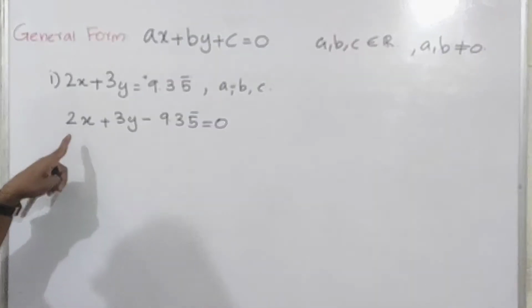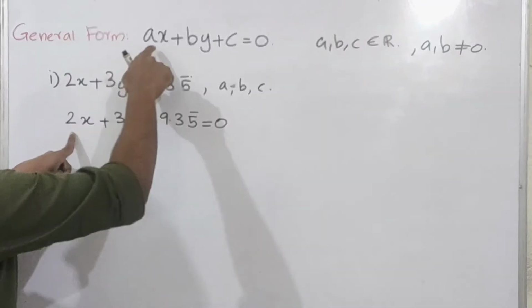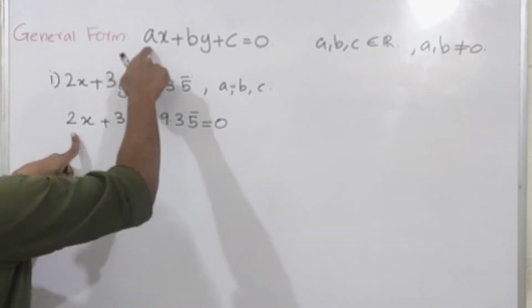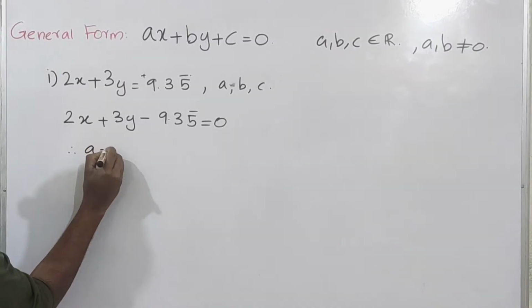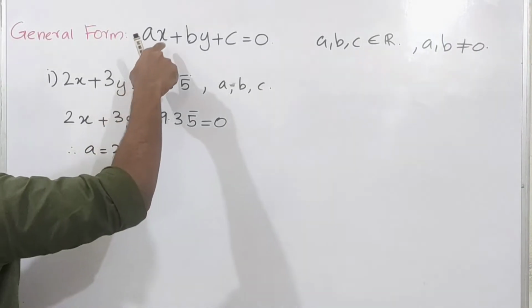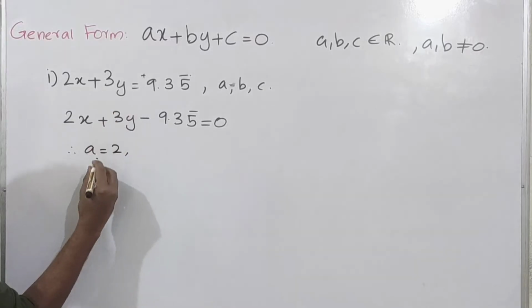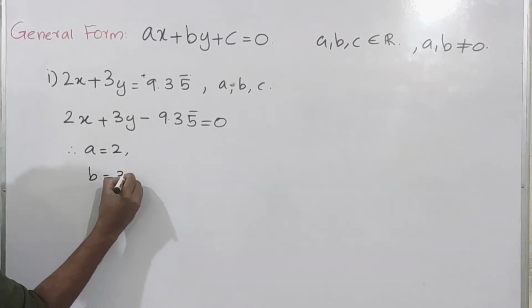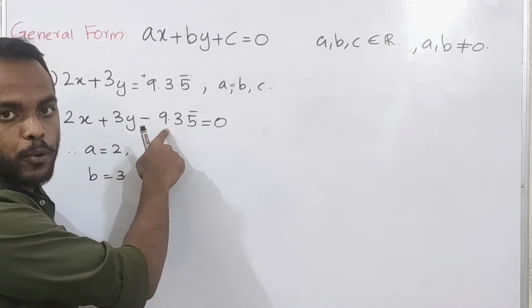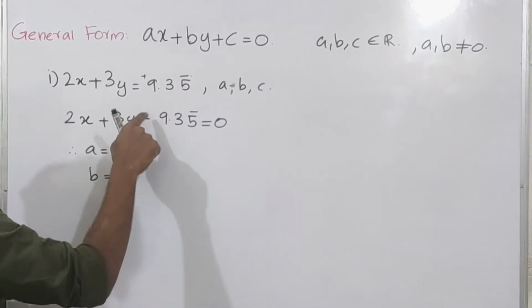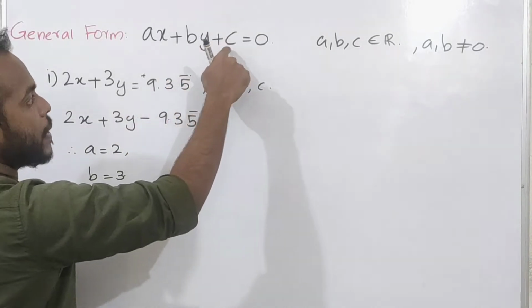Now what you need to do? You need to compare the equation. ax is 2x, so what is the value of a? a is equal to 2. by is 3y, so b is equal to 3. Now instead of c we have minus 9.35 bar, but normally it should be plus c.